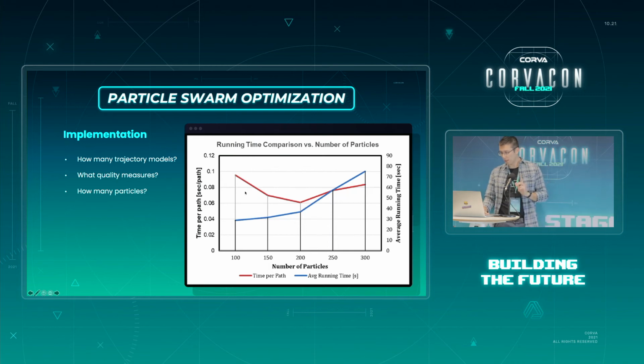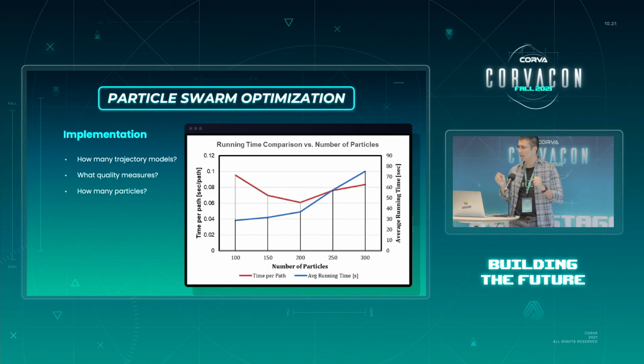This is something interesting. If you look at 100 particles, you get about 30 seconds to run, and this is the average time per particle in seconds. Then as you increase the number of particles, the overall time per path decreases. And why is that? Because when we run the algorithm, there are some things we have to do regardless of the number of particles, and that takes a fixed amount of time. The rest of the time is to compute every particle. So you can see that if you increase the number of particles from 100 to 150, you're actually getting more efficient. And that holds true until 200 particles.